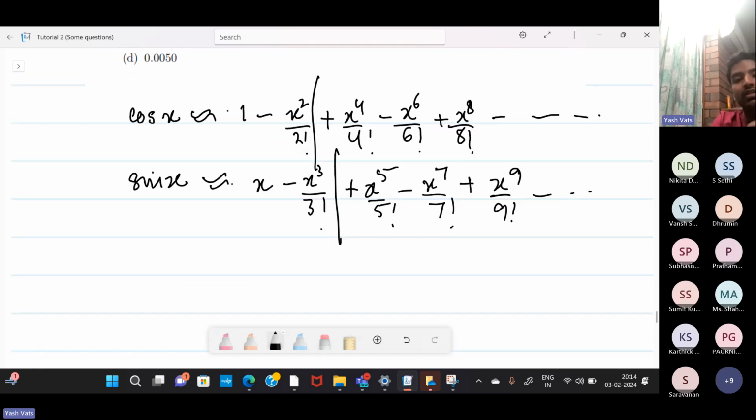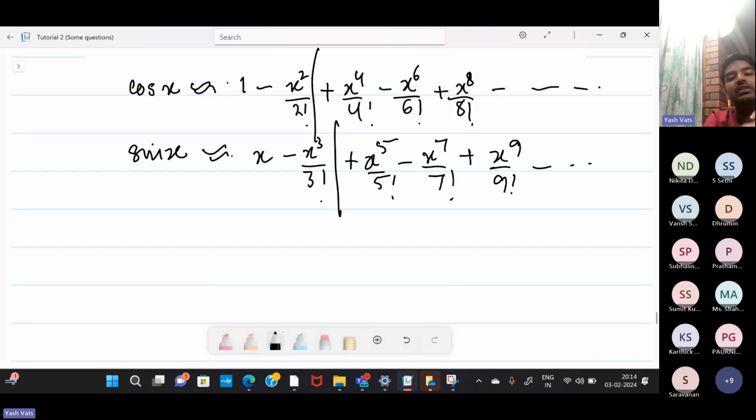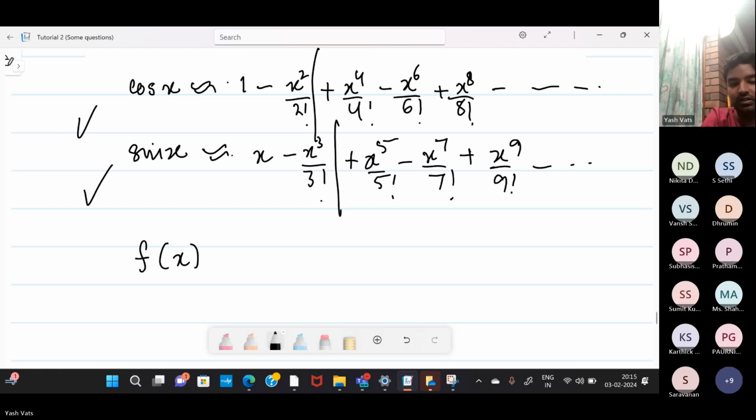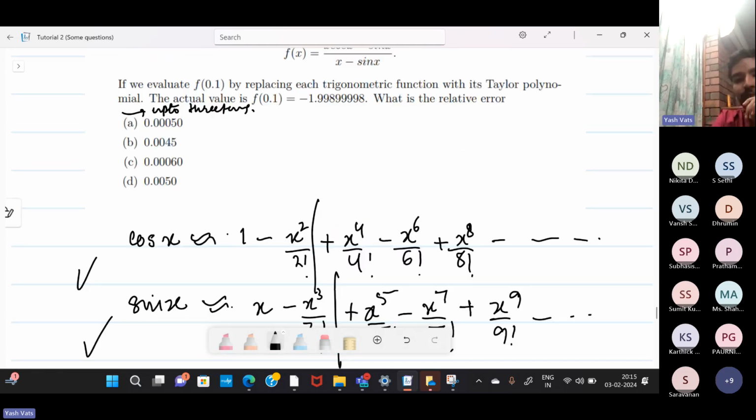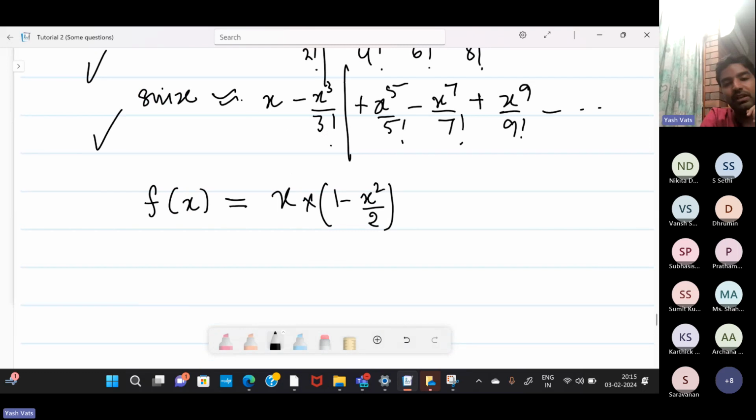Okay, so 1 minus x squared by 2. You just replace f of x by substituting the value of this and this in the definition of f. So what should be our new f(x) value? x into 1 minus x squared by 2 minus sin x, so minus x minus x cubed by 3 factorial.